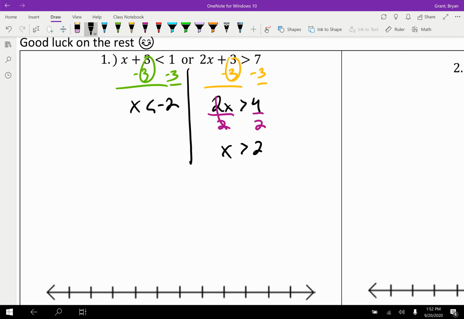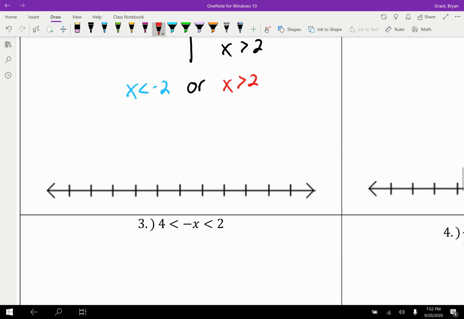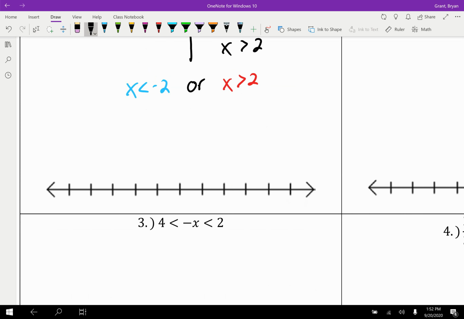So it looks like my final answer is that we can graph x's that are less than negative 2, or those x's are perfectly allowed to be greater than positive 2. Here's my number line, right? Negative 2.